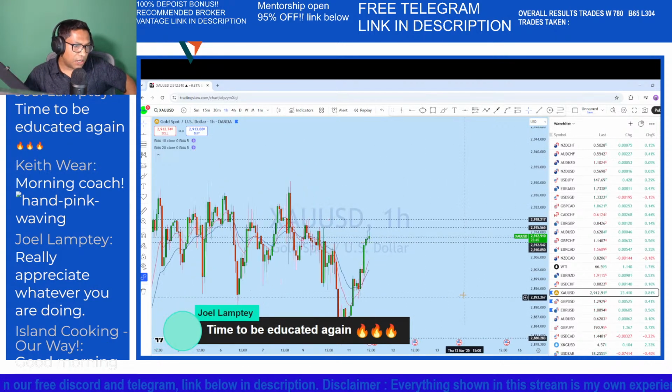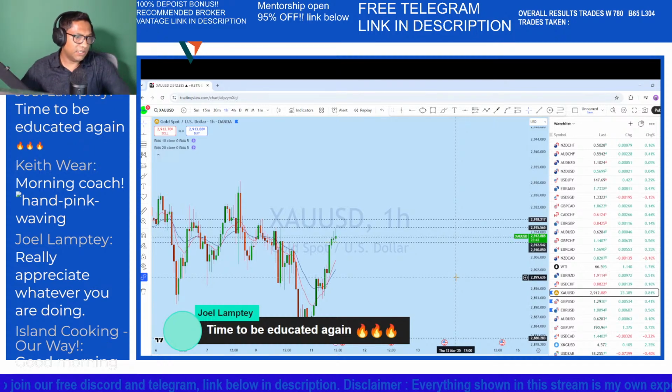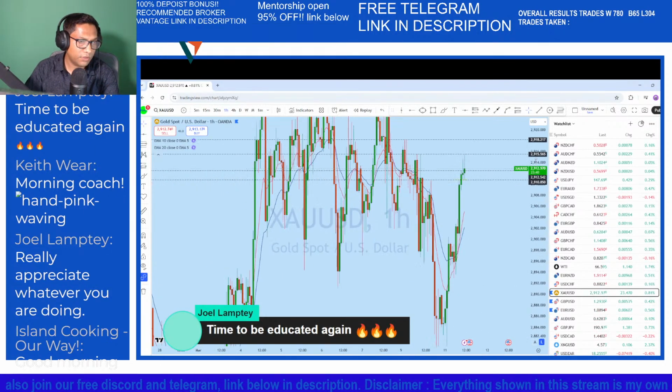The price is approaching a 1 hour important level of resistance here, which is a very important level of resistance.